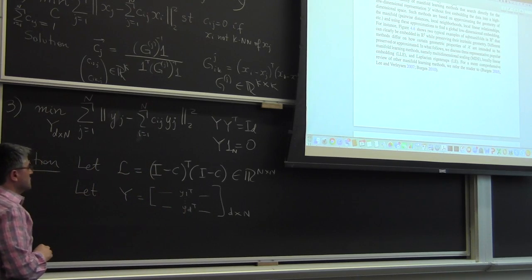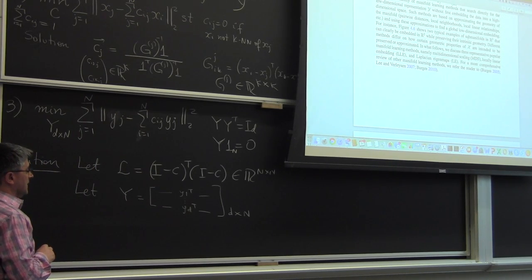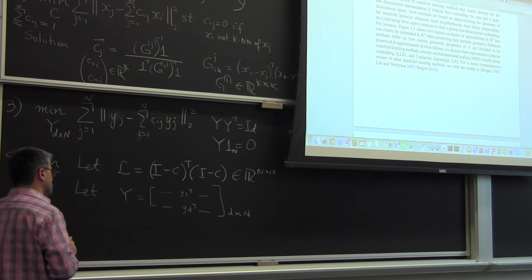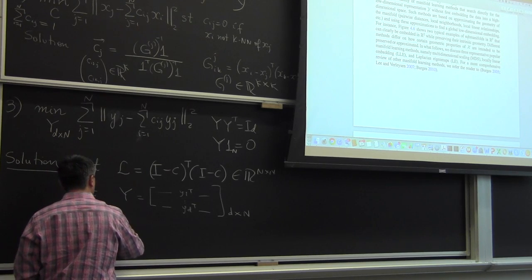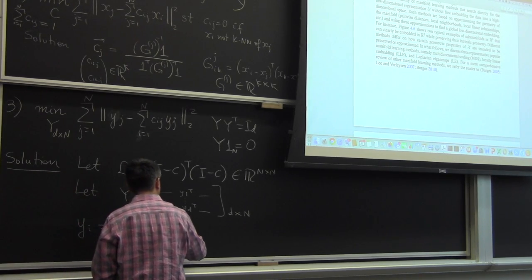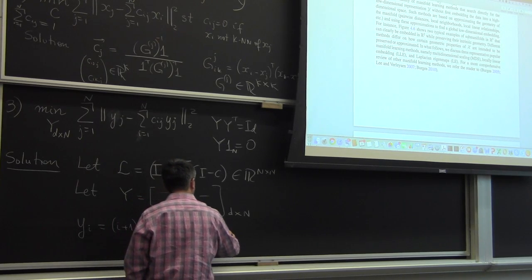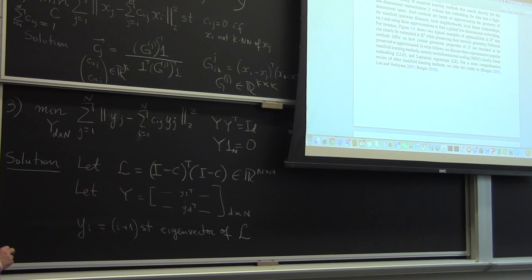Okay. So I'm going to take the y matrix that I'm trying to compute, and I'm going to discuss the rows of it. So then, y sub i is equal to the i plus first eigenvector of L. That's what the solution is. Okay? And I will prove this, and I'll keep it here on the board, but I'll prove this as part of the next method that I'm going to talk about, which will become a special case of that. Okay.